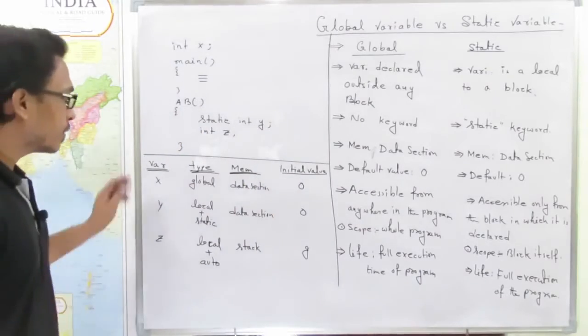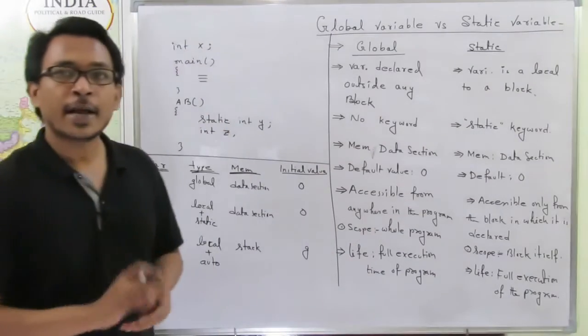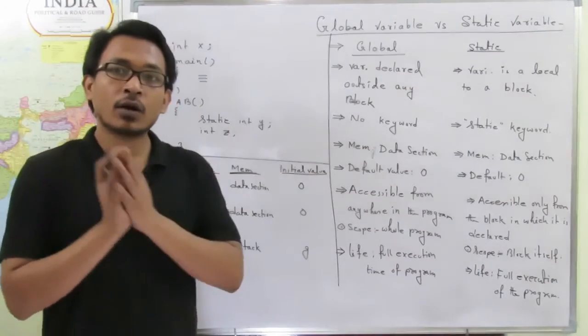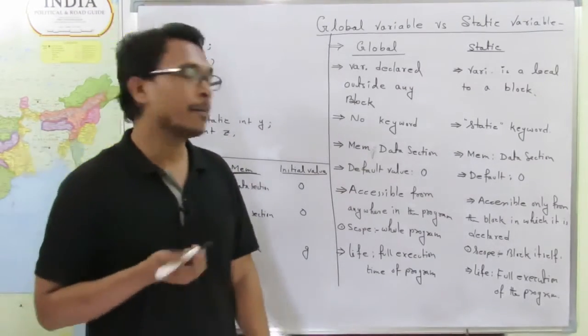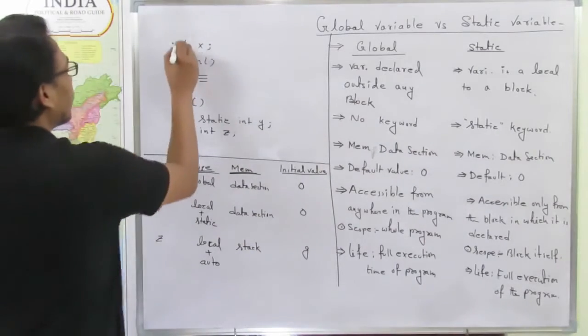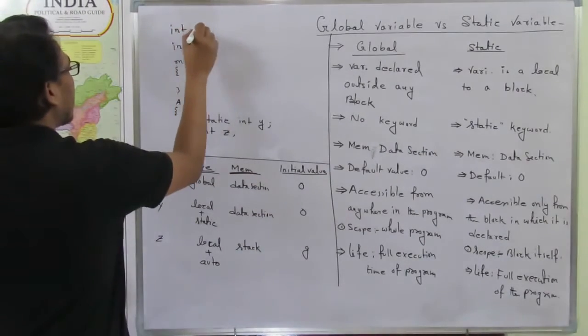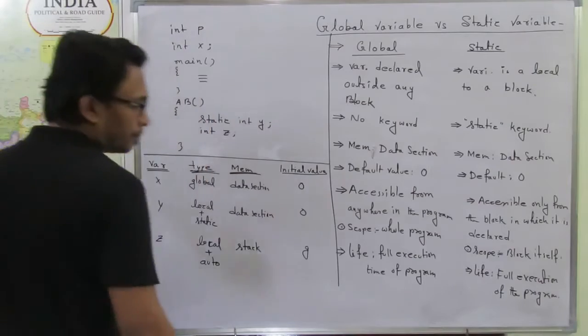Now this is one scenario. Now what happens if we declare one global variable as static? At that time what will happen? So let's consider we have one more variable, integer, let's say p.